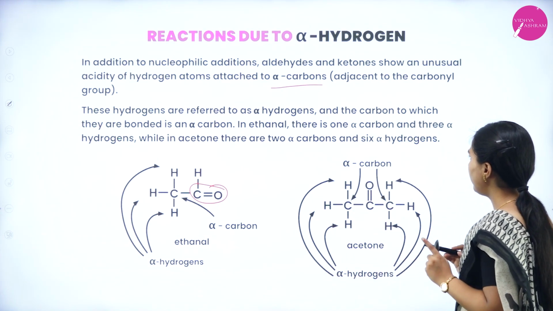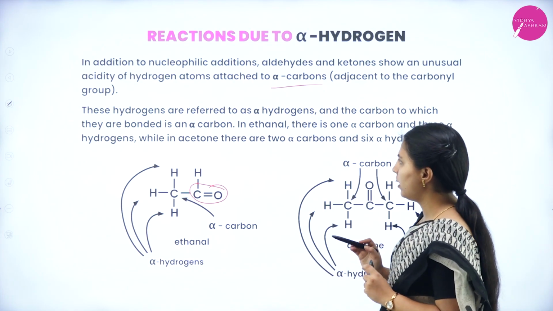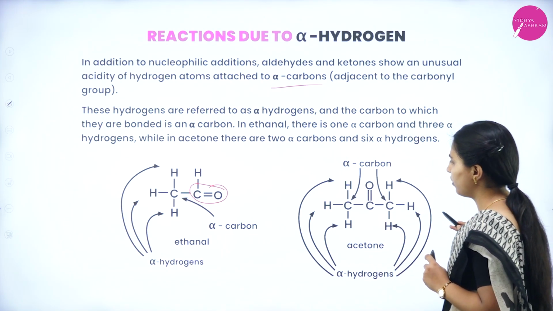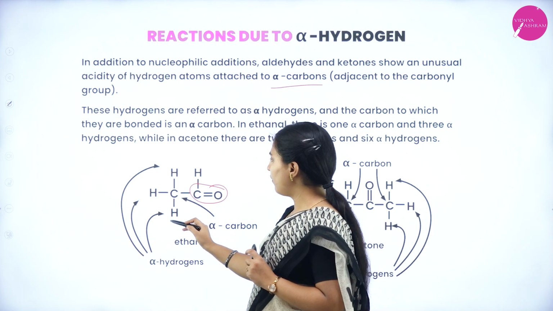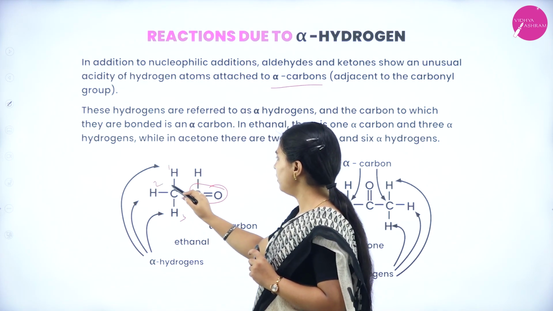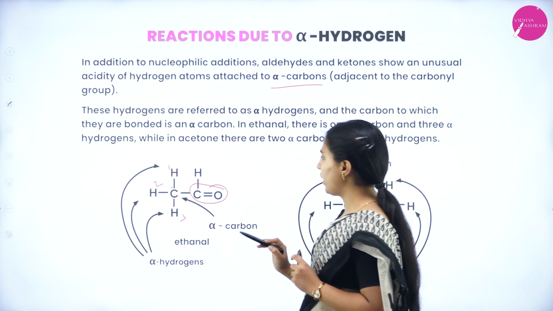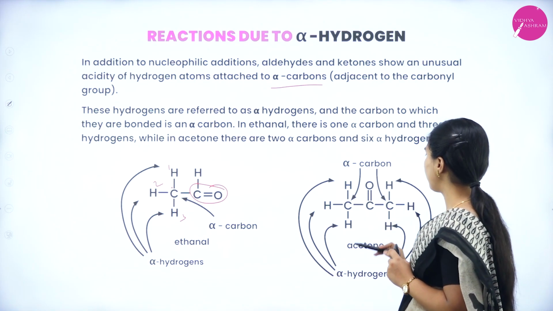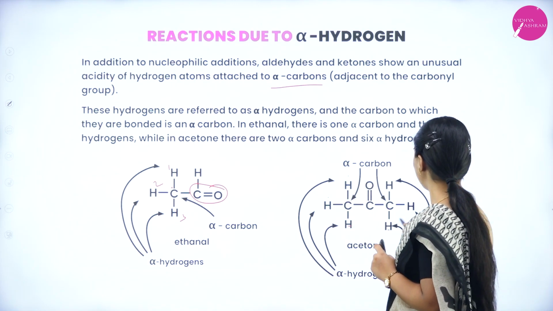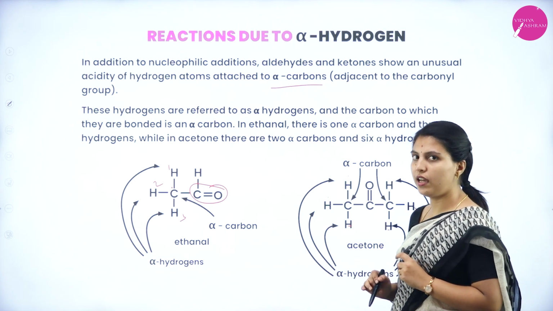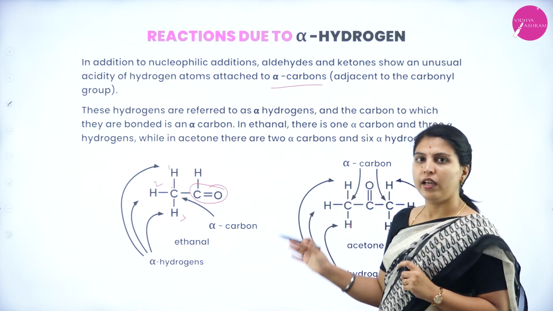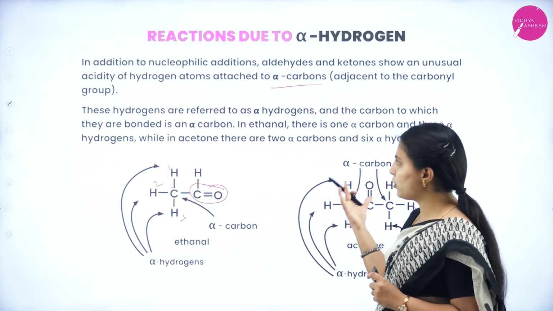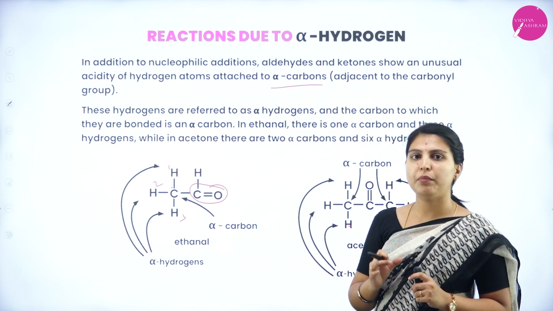In ethanal, there is 1 alpha carbon and 3 alpha hydrogens, while in acetone, there are 2 alpha carbons and 6 alpha hydrogens. This is the aldehyde: 1, 2, 3, so 1 alpha carbon and 3 alpha hydrogens. In the ketone, the example of acetone, there are 2 alpha carbons and 1, 2, 3, 4, 5, 6, so 6 alpha hydrogens are present. These alpha hydrogens, in aldehydes as well as in ketones, give acidity to the hydrogen atoms, and due to this acidity they give a number of reactions.